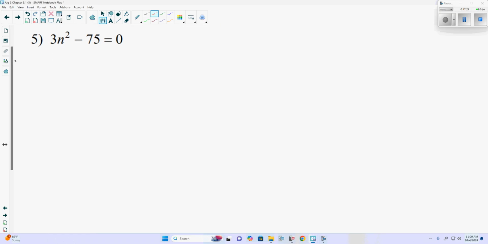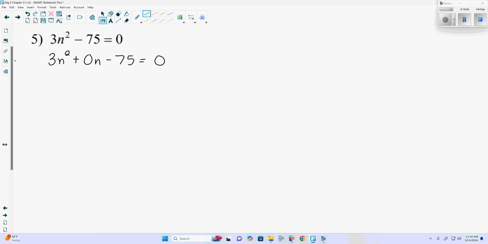We haven't seen one like this yet. But what's different? There's not 3 numbers. We're missing which one? The one with just n, the one in the middle, yes? There is one. It's just 0n. 3 times 0. So really we can say it's 3n squared plus 0n minus 75 is equal to 0. Yeah. We just don't have a middle term.